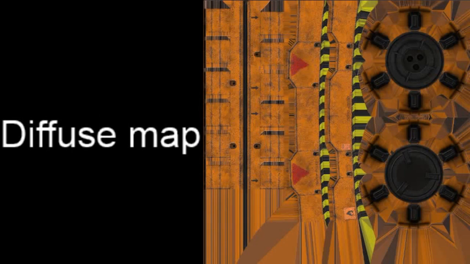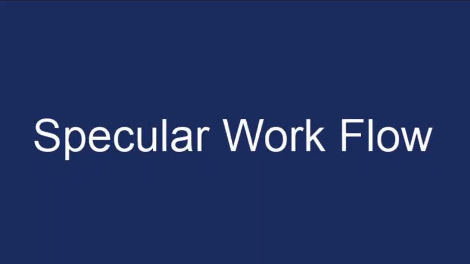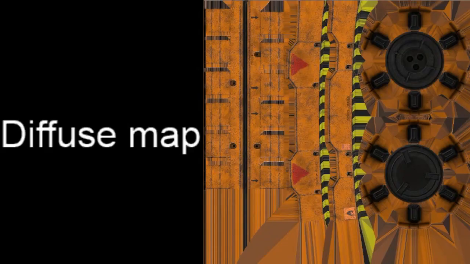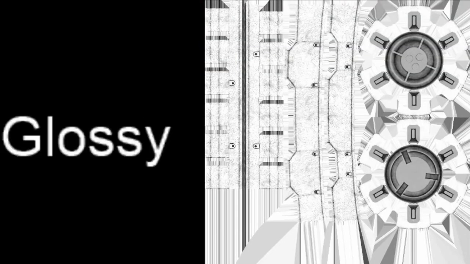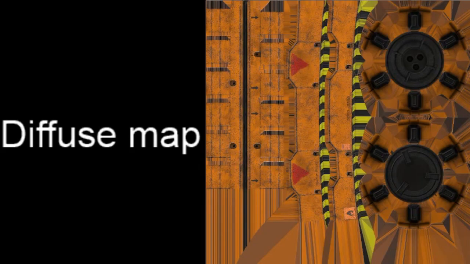Now let's talk about the specular workflow. In case of specular workflow, there are mainly 3 kinds of maps. They are diffuse map, specular map, and glossy map. So the first one, diffuse map. The diffuse map strictly affects the base display color of the material. This has no effect on other material properties such as reflectivity.